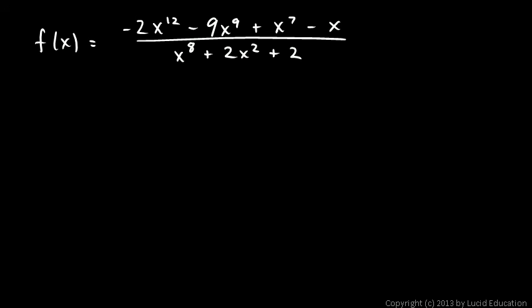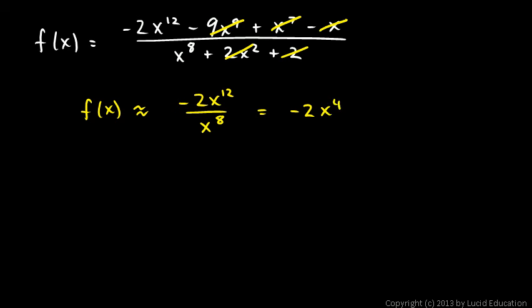And one more example, we have a 12th degree polynomial on top and an 8th degree polynomial on the bottom, and we're told to use limit notation to describe the end behavior. So we can ignore all the lower power terms in the numerator and in the denominator. And so we know that as x becomes large, f of x is going to approximately equal, or behave something like this, negative 2x to the 12th over x to the 8th. And this will simplify, the x to the 12th over x to the 8th simplifies to negative 2x to the 4th.